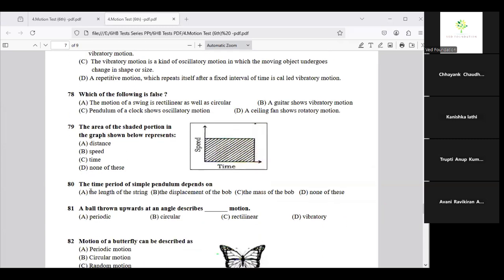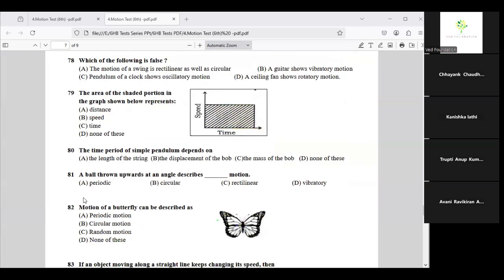80. The time period of a simple pendulum depends on length of string, the displacement of the bob, mass of the bob, none of these. Correct answer is option A. Time period of a simple pendulum depends on the length of the string. It is directly proportional to the length of the string. Longer the length, greater is the time period. Shorter the length, less is the time period. So the correct answer is option A.